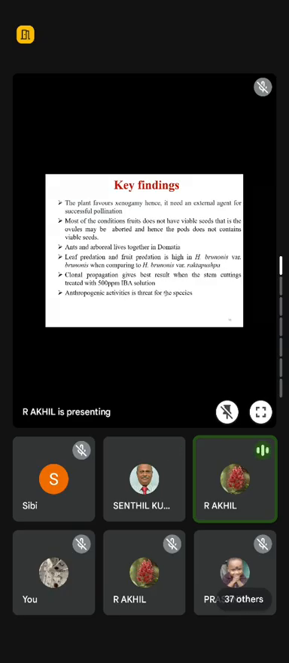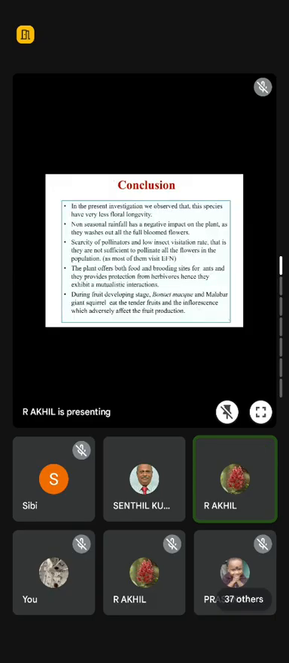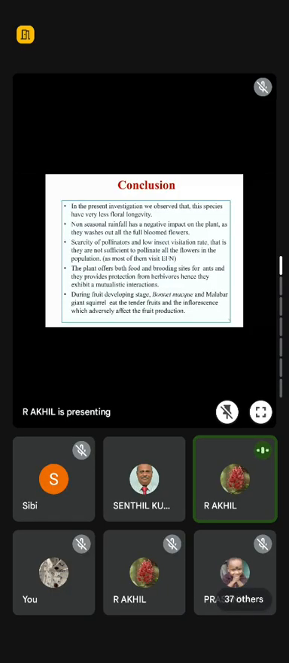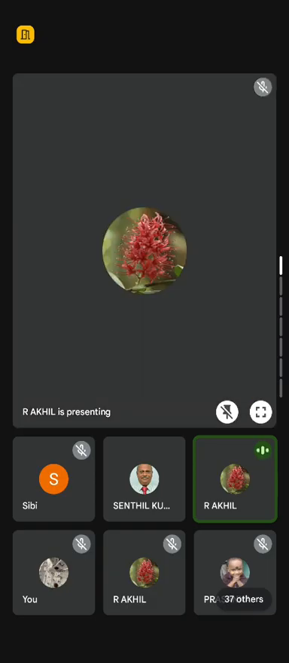Human activities are a threat for the species. In the present investigation, we observed that this species has very low longevity. Non-seasonal rainfall has a negative impact on the plant as it washes out all the full-blown flowers. Scarcity of pollinators and low insect visitation rate, that is, they are not sufficient to pollinate all the flowers in the population, because most of the insects visit the plant only for the extrafloral nectaries, and they take the sugary syrup from the extrafloral nectaries and do not perform pollination.